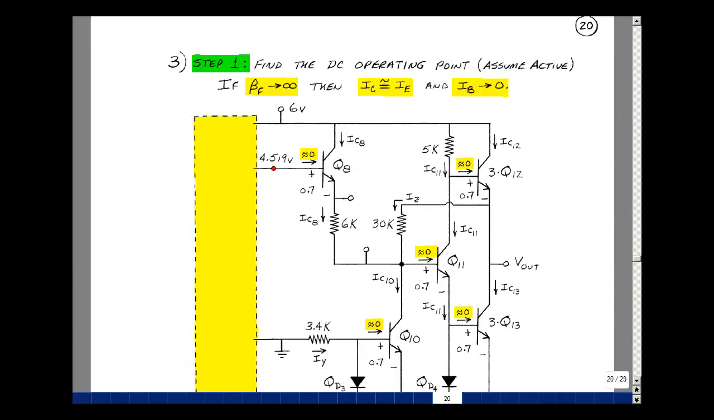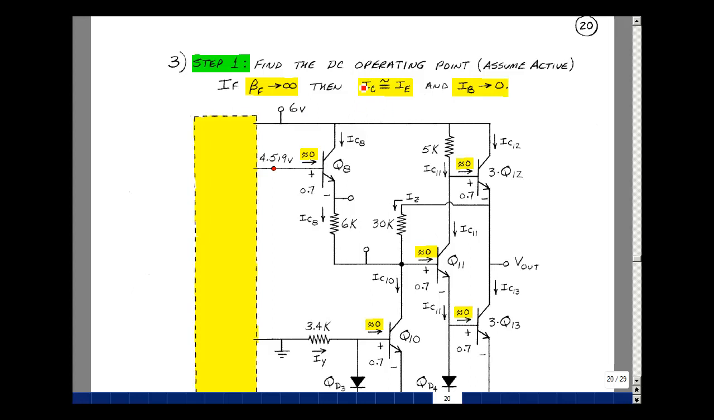We can now do our 4-step algorithm for analyzing an amplifier circuit. We're going to assume that all the transistors are active, and then we're going to find the DC operating point. Because of all of the interconnections of these transistors, it's going to be very hard to solve the equations if we have to solve for the base current. So let's assume that the beta F is extremely large.